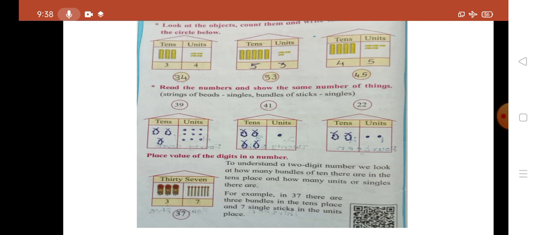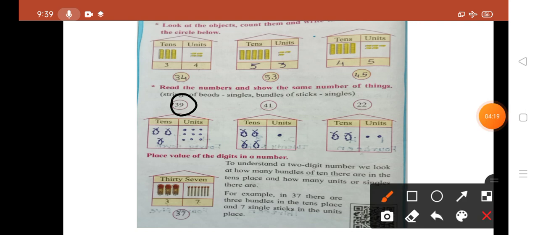Okay. Now second one. Read the number and show the same number of things. String of beads, singles. Bundle of sticks, singles. Okay. So यहाँ पे हमने सिर्फ strings किए हैं और हमें draw करने हैं strings. So first number क्या है? What is the first number here? 39. So what we will do? We will draw 3 tens and 9 units.